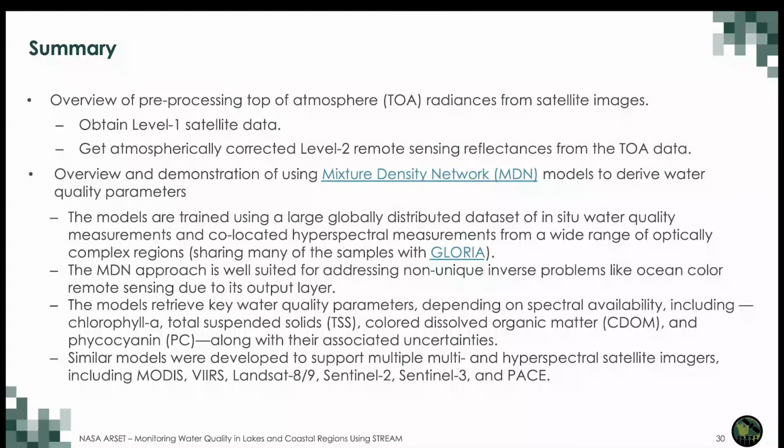The MDN approach is well suited for addressing non-unique inverse problems like ocean color remote sensing due to its output layer. The models retrieve key water quality parameters depending on spectral availability, including chlorophyll A, total suspended solids, colored dissolved organic matter, and phycocyanin, along with their associated uncertainties. Similar models were developed to support multiple multi- and hyperspectral satellite imagers, including MODIS, VIIRS, Landsat 8 and 9 OLI, Sentinel-2 MSI, Sentinel-3 OLCI, and PACE OCI.